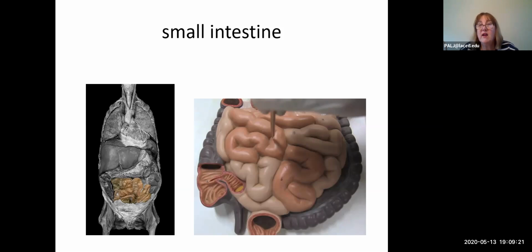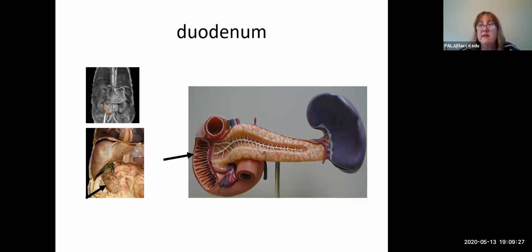The first area is the shortest. It's under a foot long, about 10 to 12 inches, and it is called the duodenum. So practice saying that. Duodenum. Don't mispronounce it. That's like saying potato or tomato. So it's the duodenum. Okay.